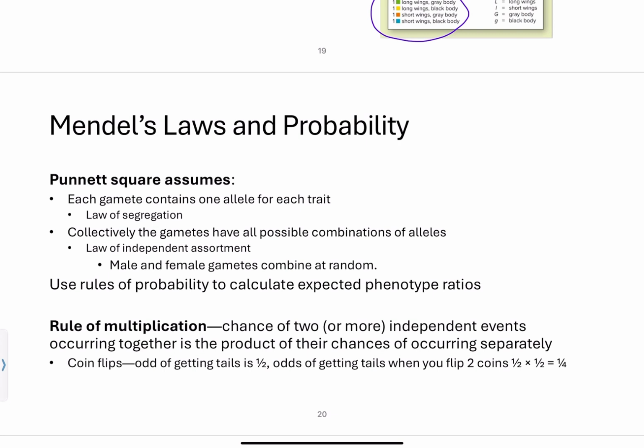The rule of multiplication says that to find the probability of two independent events happening together, you must multiply their individual probabilities. A classic example is flipping a coin. When you flip a coin, there's a half chance of getting tails and a half chance of getting heads. If we flip two coins in a row, the chance of getting two tails is 1/2 times 1/2, which is equal to 1/4. So genetics works the same way.